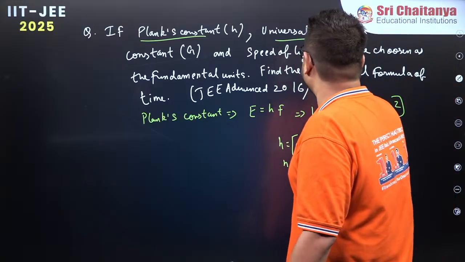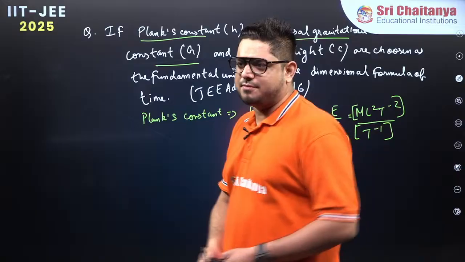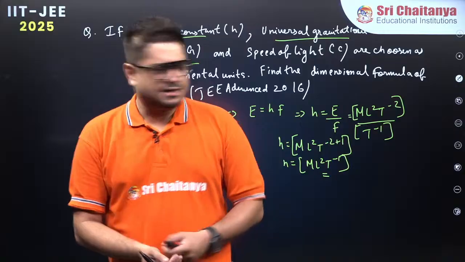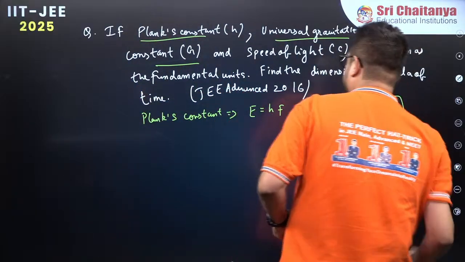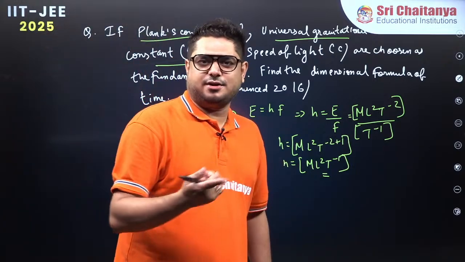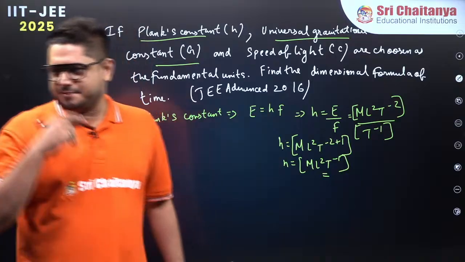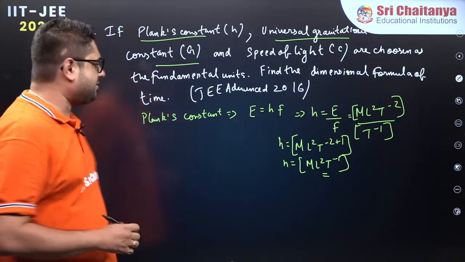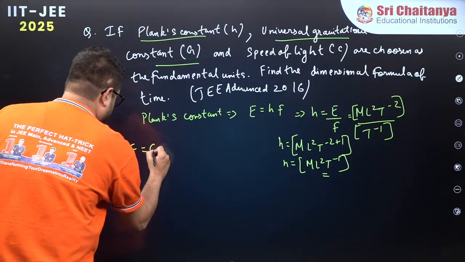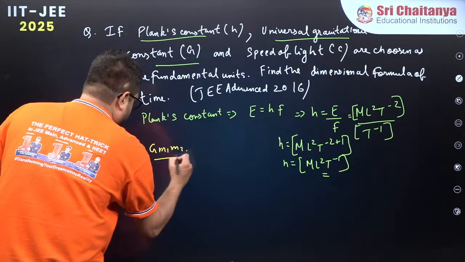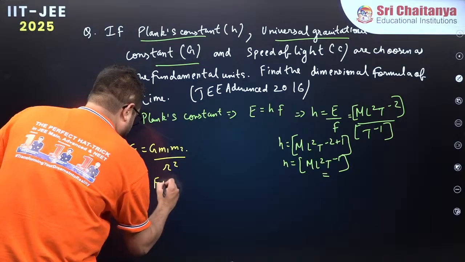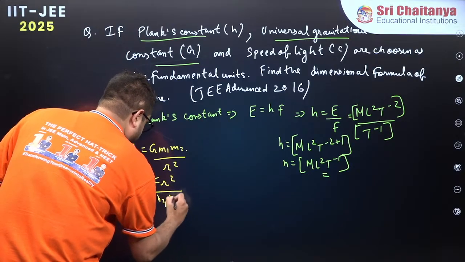Now the next term is the universal gravitational constant. How to deduce this type of expression? That's the most important thing. You know the formula; we discussed Newton's gravitational law once again. The universal gravitational formula is F equals G m1 m2 by r square. That's Newton's law of gravitation, isn't it? So G can be written as F r square divided by m1 into m2.